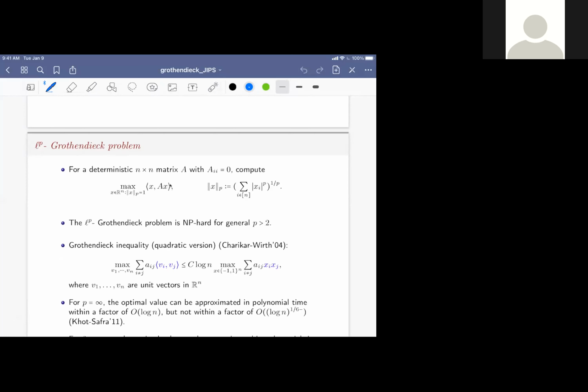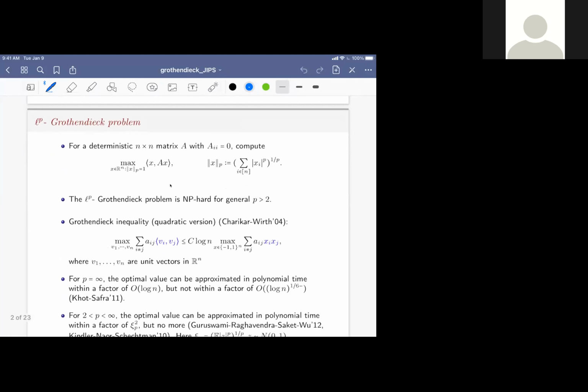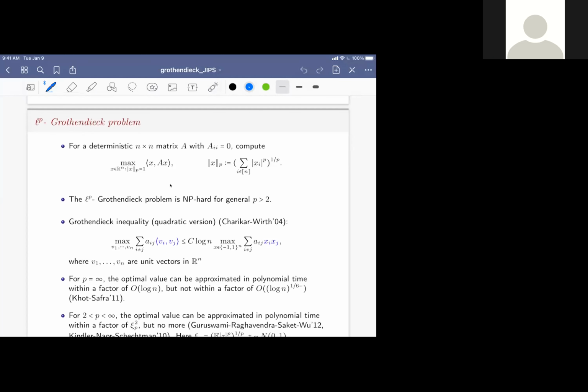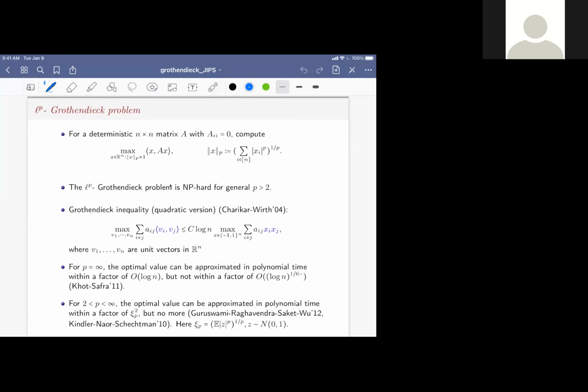In this special case, the L infinity Grothendieck problem is related to the Grothendieck inequality. I am going to mention it, even though it will not come up later in my talk, just for exposition. I'm not going to tell you the most standard version, but a symmetric version, which is closer to our topic. This is an inequality between two maximization problems. On the right-hand side, we have the L infinity Grothendieck problem.